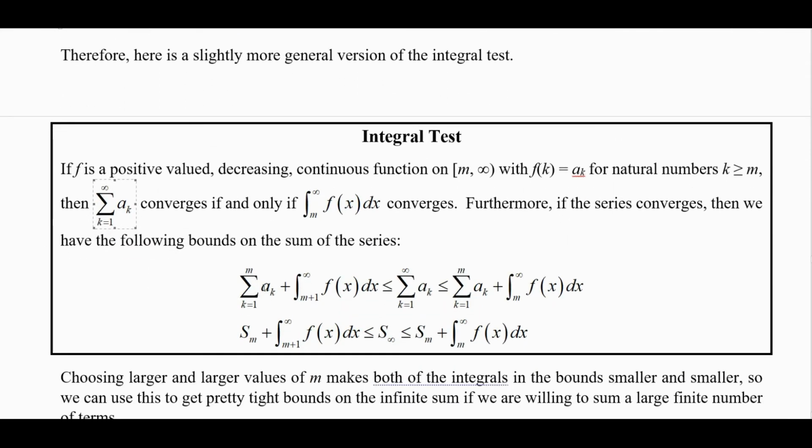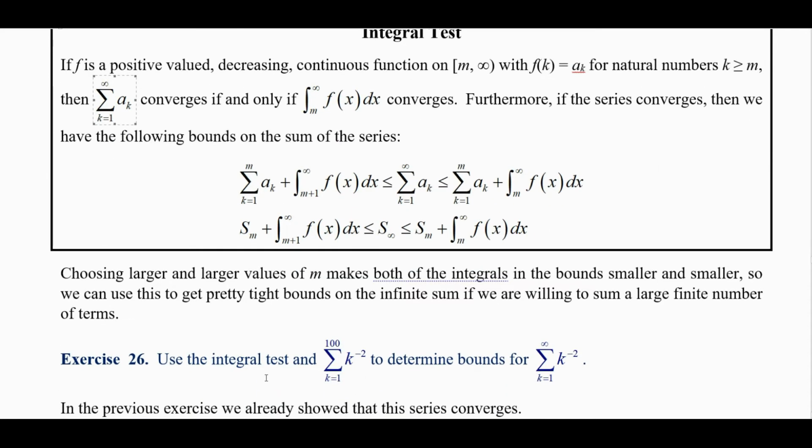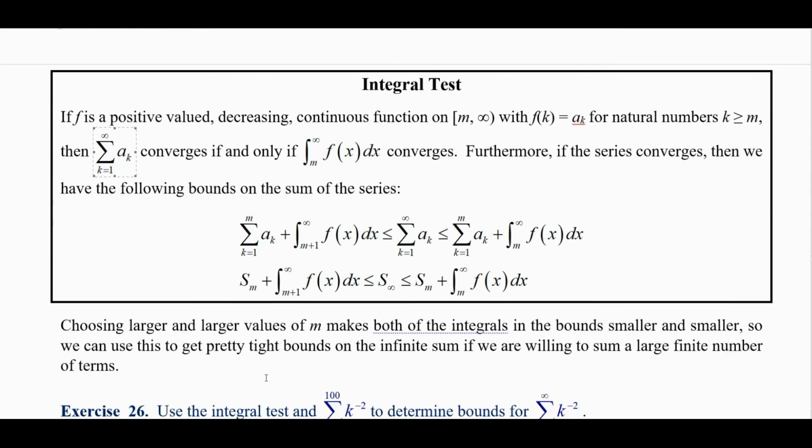And in fact, if it does converge, then the bigger you make m, the smaller these two integrals are going to be. And so what happens is, by taking m bigger and bigger, we get better and better estimates. We get tighter and tighter bounds on this here. And so we get pretty tight bounds if we're willing to sum a large number of finite terms, which we can do pretty easily if we have technology.